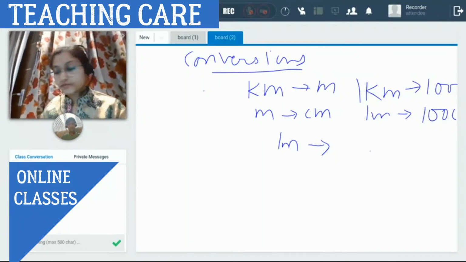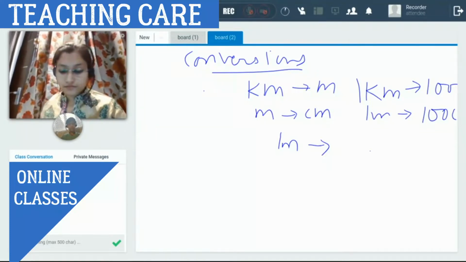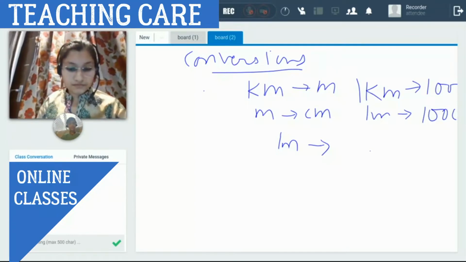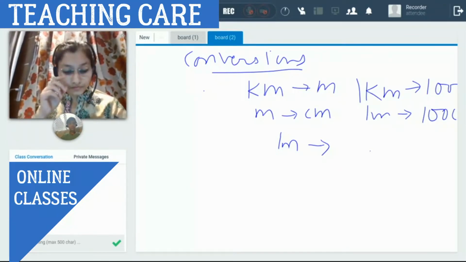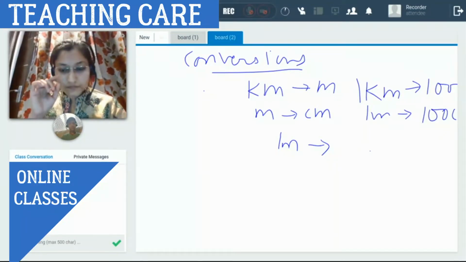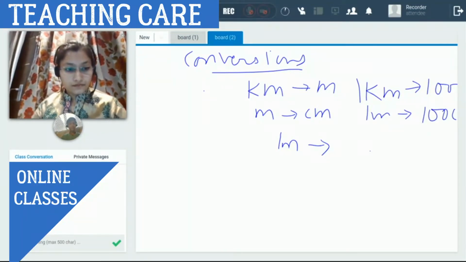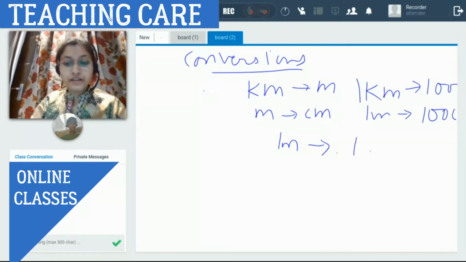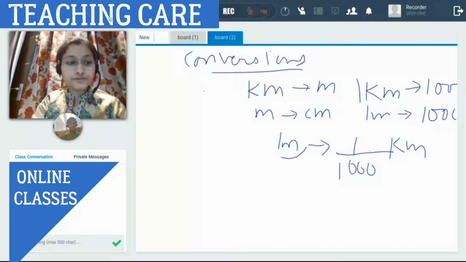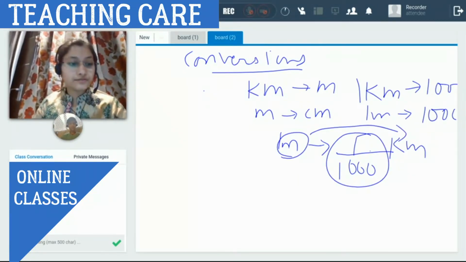And if I want to do the opposite, 1 meter, how many kilometers? 1 meter is equal to 10,000 kilometers. No. You just told me that 1 kilometer is 1000 meter. It's 1 upon 1000 kilometers. When we go from a smaller unit to a bigger unit, then the division factor comes.